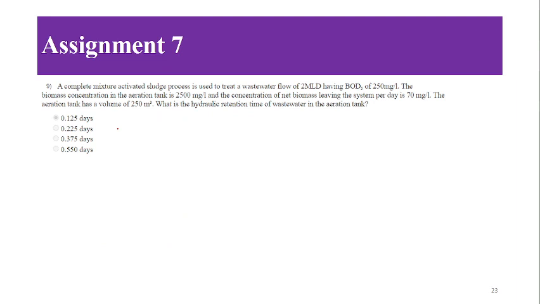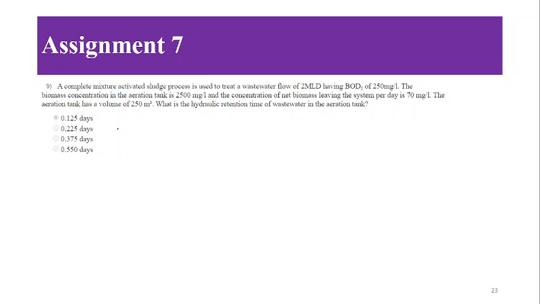The seventh assignment had the numerical question as a complete mixture activated sludge process is used to treat a wastewater flow of 2 million liters per day having BOD 5 of 250 milligram per liter. The biomass concentration in the aeration tank is 2500 milligram per liter, and the concentration of net biomass leaving the system per day is 70 milligram per liter. The aeration tank has a volume of 250 meter cube. What is the hydraulic retention time of wastewater in the aeration tank?